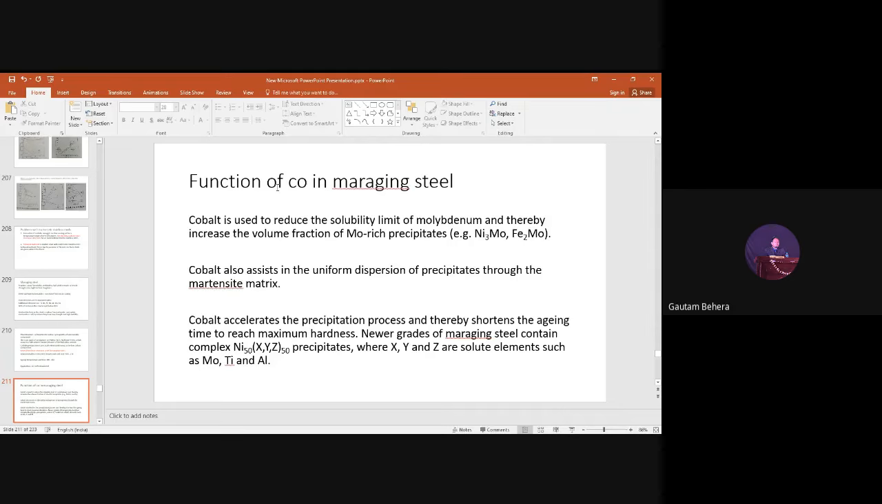There is a question: function of cobalt. If we have cobalt addition in maraging steels, what is the function of cobalt? One function is that it reduces the solubility limit of molybdenum. If the solubility limit of molybdenum decreases, molybdenum will not be soluble. It will not form solid solution. It will form precipitate, so molybdenum-rich precipitate will form. Then cobalt also helps in the uniform dispersion of precipitates. The precipitates will be uniformly distributed everywhere in the martensitic matrix.